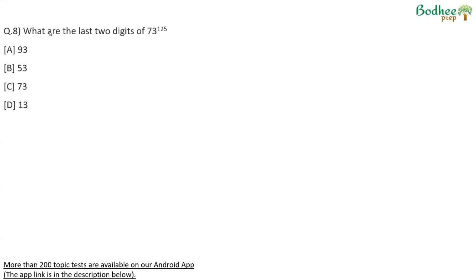What are the last two digits of 73 raised to power 125? Now, if you look at 73 raised to power 125, any number ending in 3 can be raised to a power so that it ends in 1. So I'm writing 73 raised to power 125.